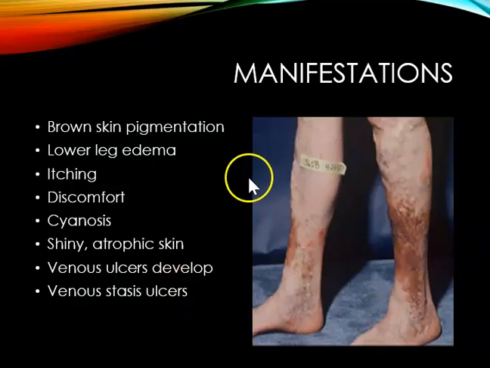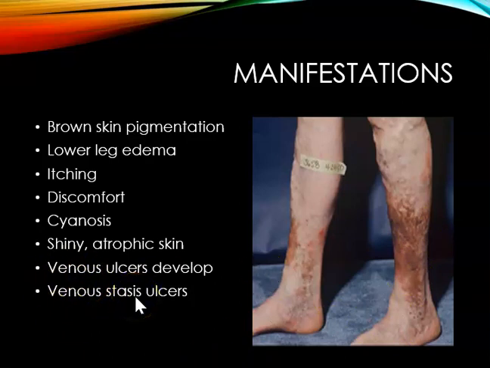Some of the manifestations are brown pigmentation, and that's a result of breakdown of RBCs in the congested tissue. You may even see some edema with that. They're going to have itching, discomfort, possibly cyanosis, shiny atrophic skin, and venous stasis ulcers. You might see those start to develop.